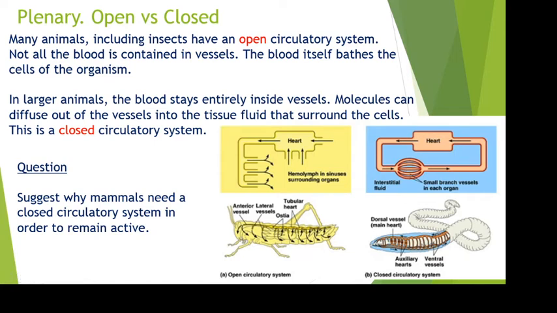Lots of different animals, generally smaller ones, ones that maybe don't have a biggest issue with distance to travel, have a type of circulatory system called an open circulatory system. What we mean by an open system is that not all the blood is contained in vessels. So the blood itself bathes the cells of the organisms.